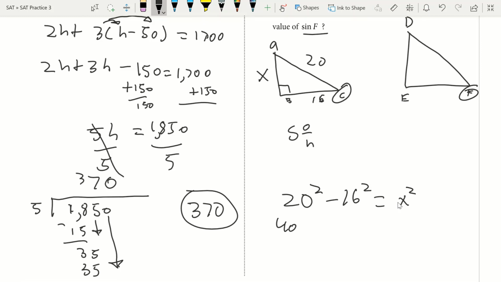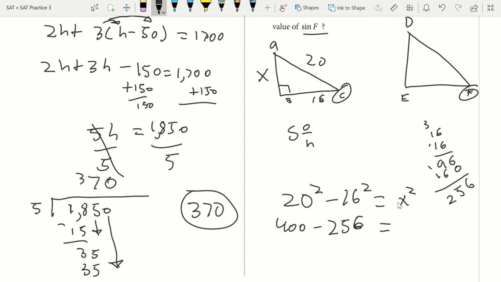20 squared is going to give us 400. 16 squared, if you know off the top of your head that it's minus 256, that's great. And you can just go ahead and continue. If not, we do 16 times 16. We get 6 times 6, 36. 6 times 1 is going to be 6 plus our 3. We get 96. Put a 0 down. 1 times 6 is going to give us 6. 1 times 1 will give us 1. And then we have a 6 here. We have a 5 here. We carry a 1. And we get 256, right?